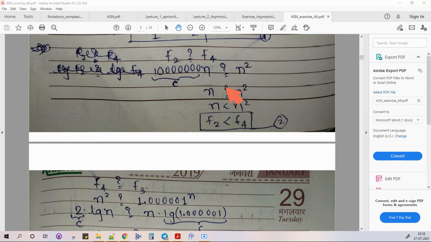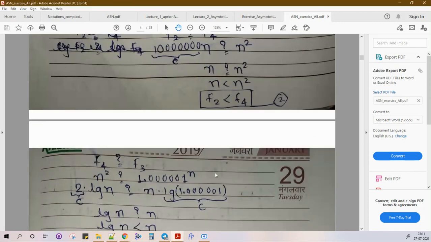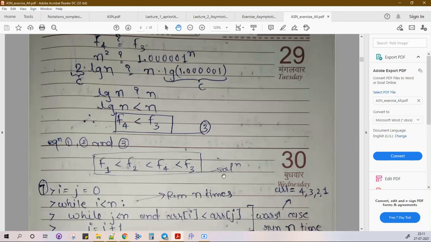So you can solve it in so many ways. You can even cancel n here also, right? At that day I don't know why I didn't get that idea, but this is also possible. This constant time is less than n, so F2 is less than F4, correct? And at that time this was the first time we were solving this type of question, so that's why I have written everything in detail.